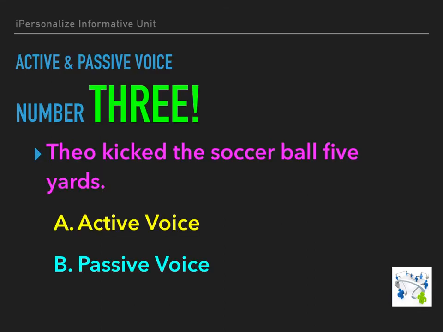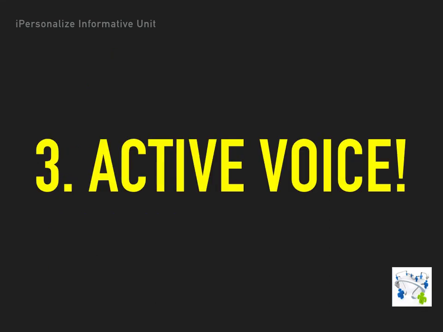Number 3, Theo kicked the soccer ball 5 yards. A, active voice, or B, passive voice? If you said active voice, you would be correct. Here, Theo kicked, and so the verb kicked tells you that it's being performed by the subject.